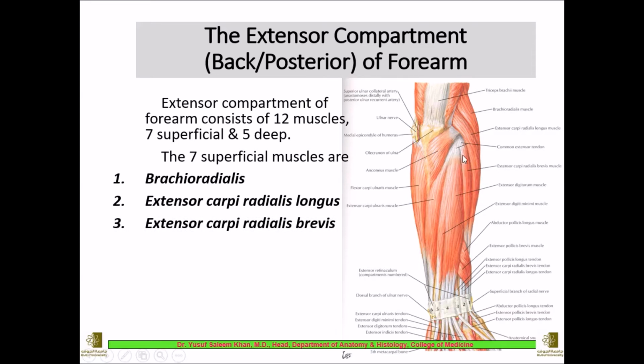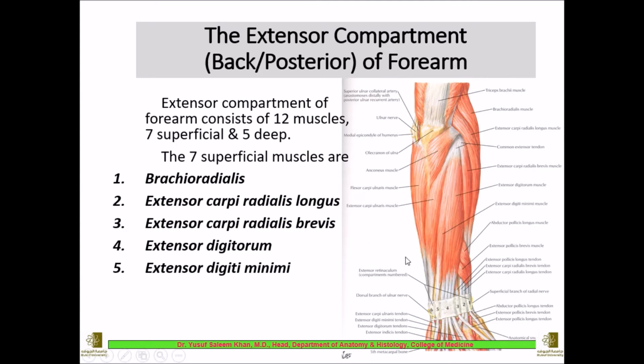The third is the extensor carpi radialis brevis. This is the carpi radialis longus, and this is the extensor carpi radialis brevis. I had told you the difference between longus and brevis: brevis is a shorter muscle and longus is a long muscle. That's why it is called longus. Then a big muscle with a lot of divisions can be seen going to the digits. This is called the extensor digitorum, as it goes to the lateral 4 digits, the middle 4 digits to be more specific.